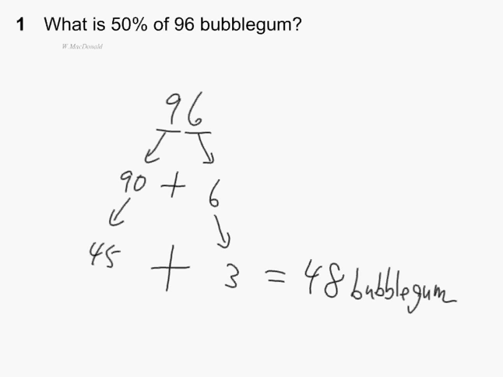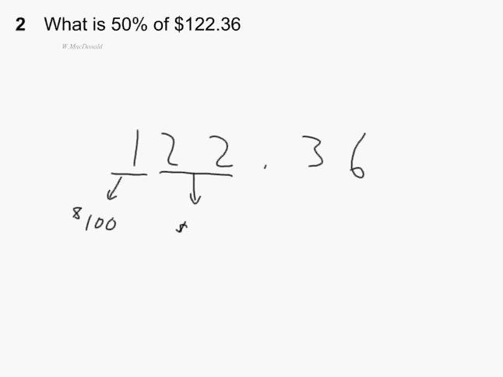The second question says, what is 50% of $122.36? Again, I'm going to take this number and break it down into its place values. That one is actually $100. I'm actually going to combine these two because it's not so hard. The 22 that I underlined is actually $22. And the 36 cents is just written like this. So that's what each of these means. I'm going to take half of each of those.